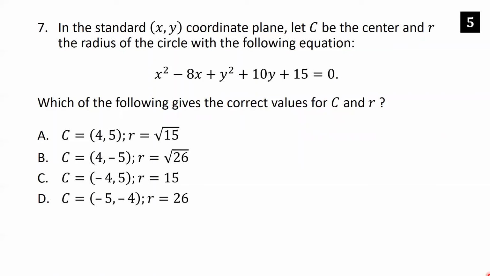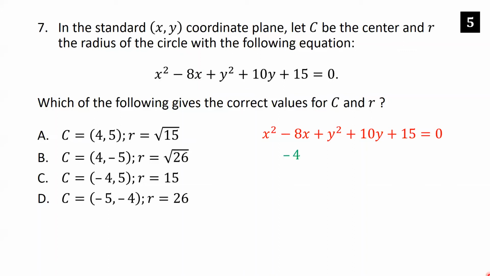This time, the equation that we're given for the circle is not in standard form. It's in what's called general form, which isn't as useful because in the general form, we can't easily pick out the center and radius. So what we're going to want to do is change it to standard form. I'm just copying the equation down one more time, and we're going to use a method called completing the square.